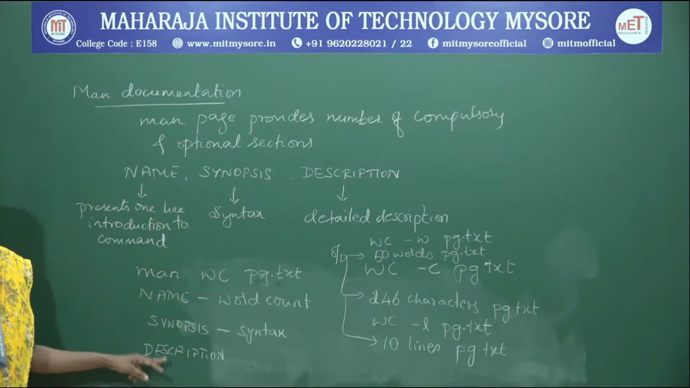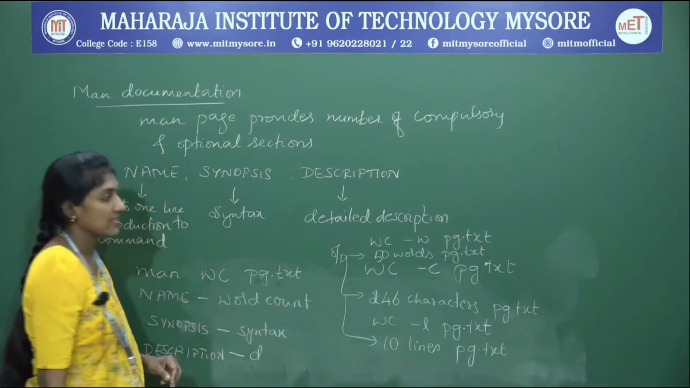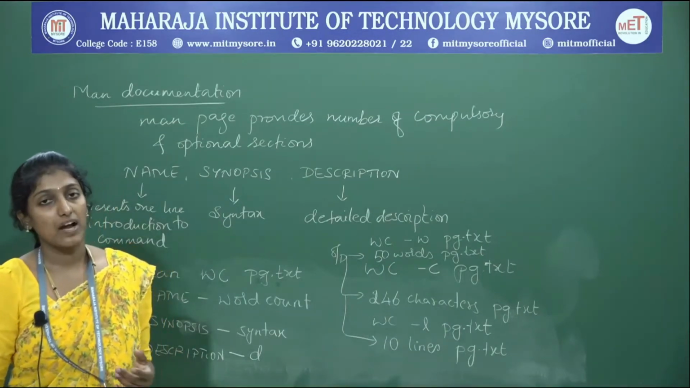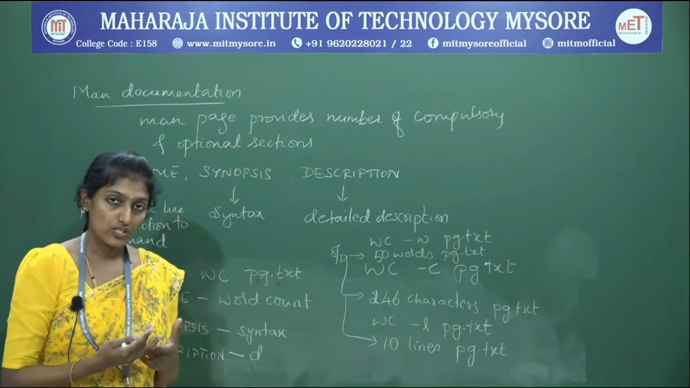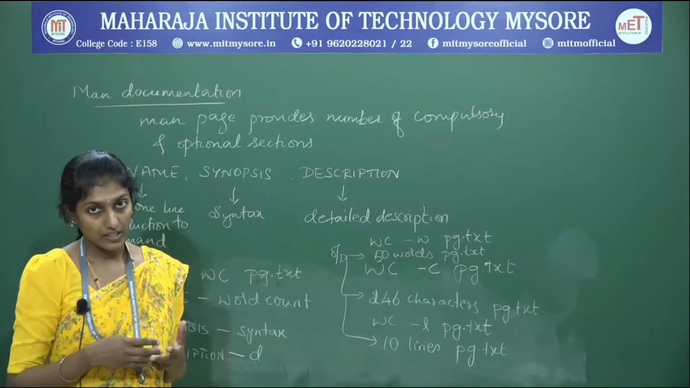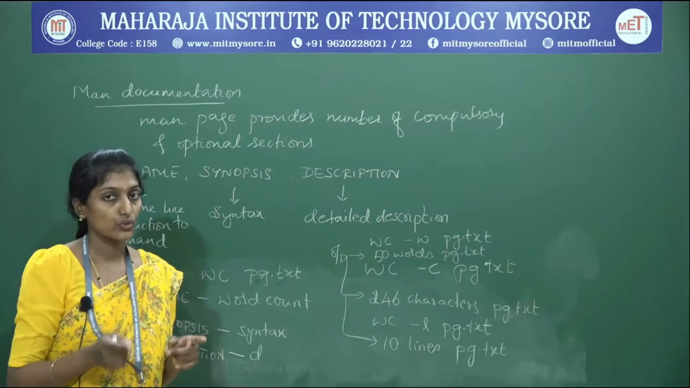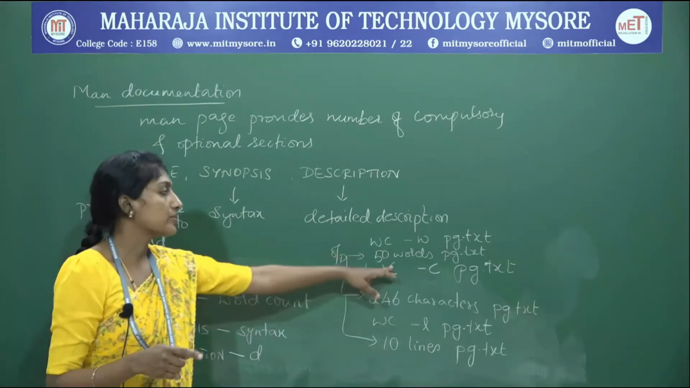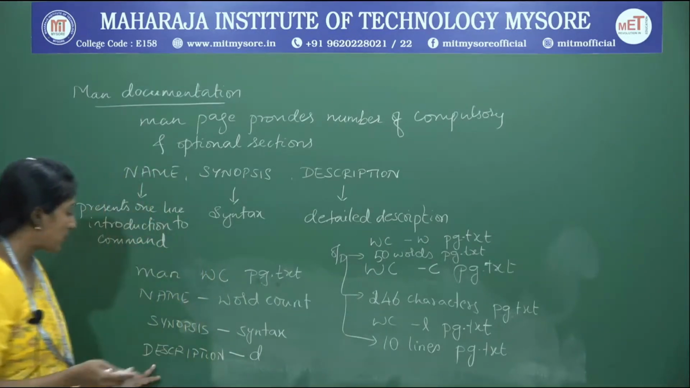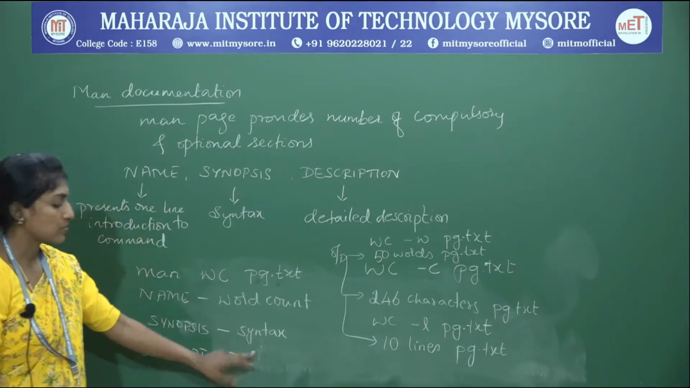Next, description. What does the description section do? It always provides a detailed description of that particular command. That means which options you can use, what kind of arguments and how many arguments you can use for that command, and the different options and their usage, whether to use a combination of all three options or only arguments. All of this will be provided in the description section.